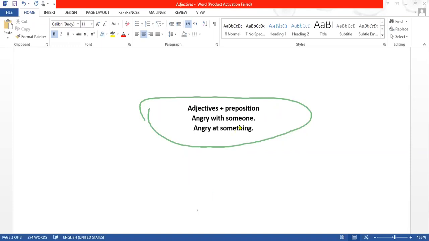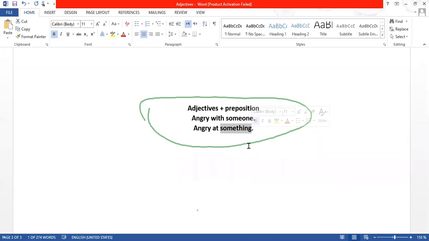Angry with someone. If you are angry with someone, right? A human being. And if you are angry at something, I'm angry at my car. It always breaks down. Okay? Like, for example, really, sir? No, I have a new car. But yes, I had a car and it always had problems and it would always break down. So yes, I was angry at my old car. That's why I sold it.